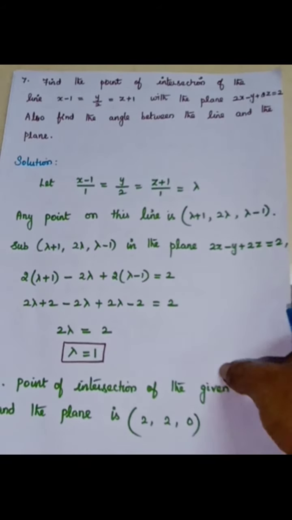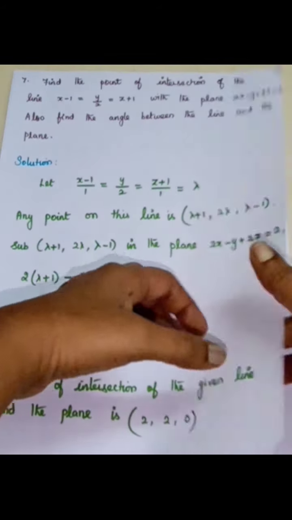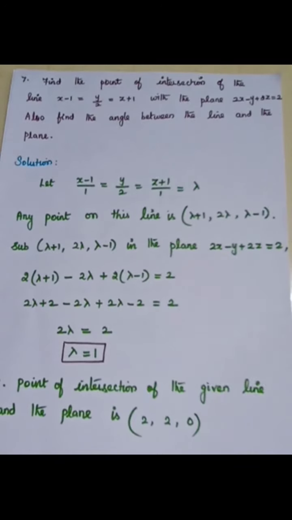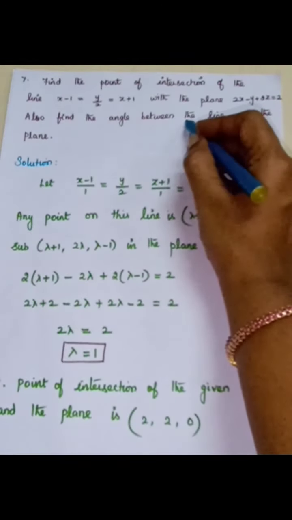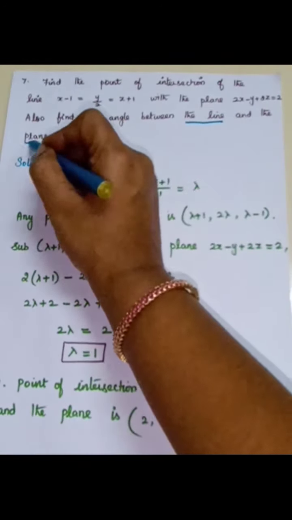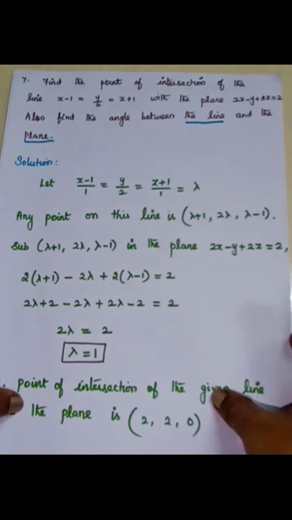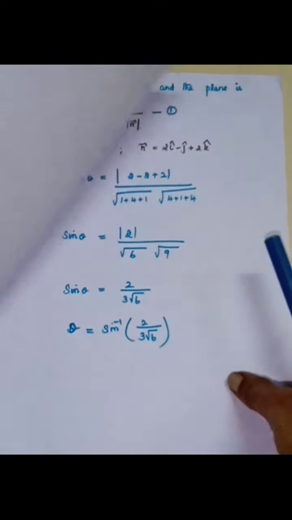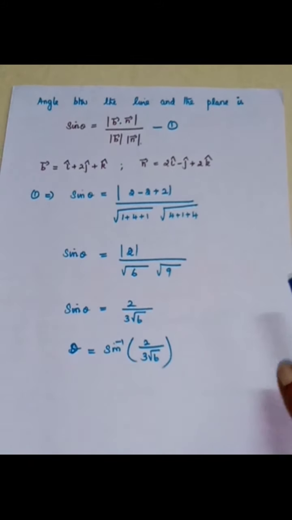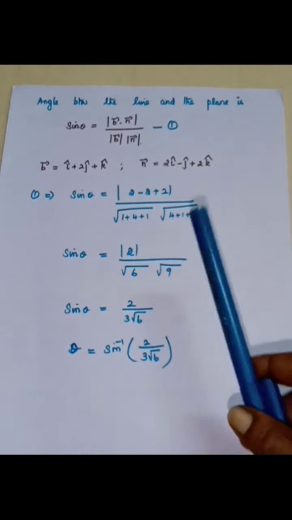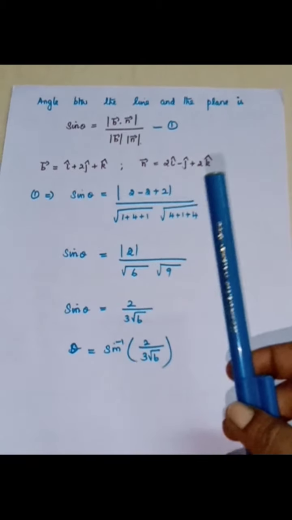Okay. So next, what do you have to find? You have to find the angle between the line and the plane. One line and one plane equation is there. So how to find the angle? What is the formula to be used? Sin theta is equal to modulus of b vector dot n vector divided by modulus of b vector modulus of n vector. So the b vector has to be taken from the line.